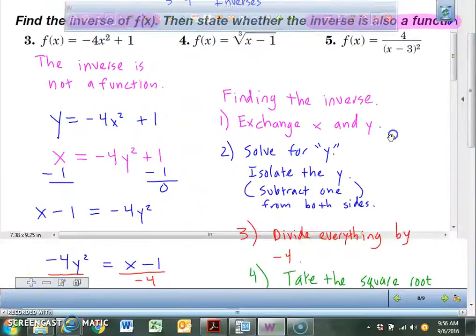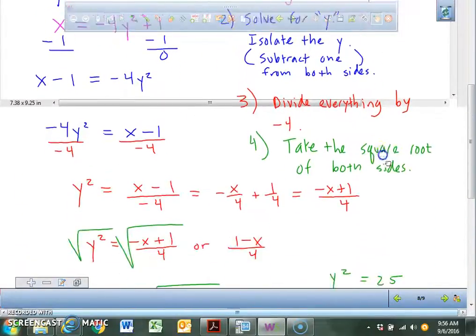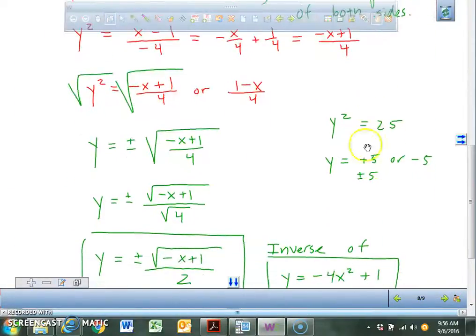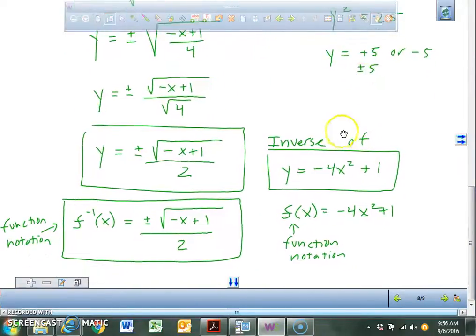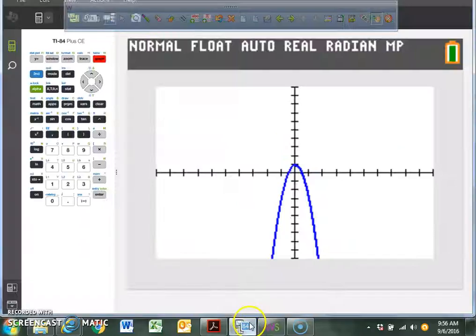All right, everybody turn your graphing calculators on. We're going to test this, because our answer should reflect over y equals x. So go to your calculator. You already have the first function in there.